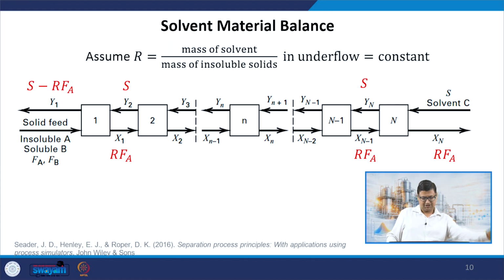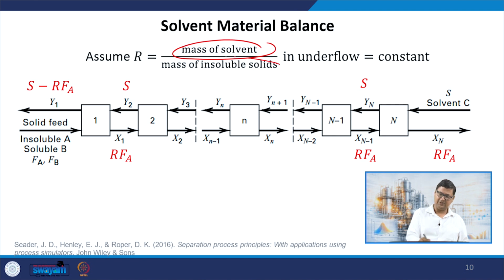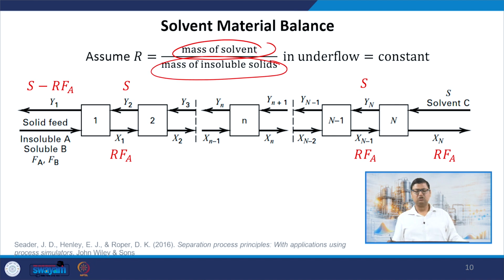So now we can do first the material balance over the solvent, but before we do that, we define one other quantity. So keeping in mind that my solid feed will also take up some solvent, right? We can define a quantity R, that is the mass of solvent divided by the mass of insoluble solids in the underflow, right? That is the amount of water which is getting absorbed by the solid, right? And we assume that this quantity remains constant.